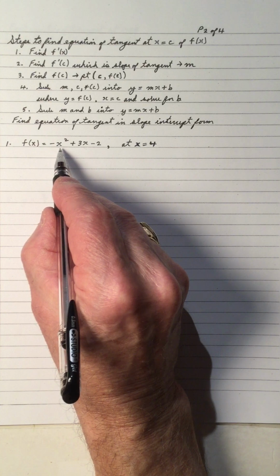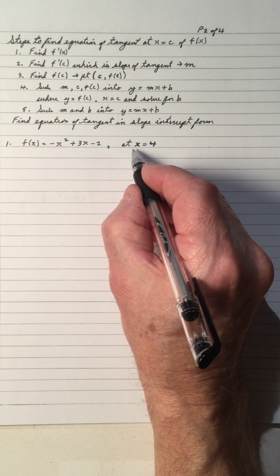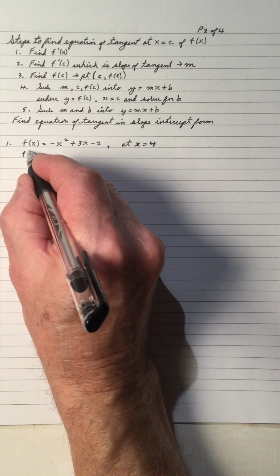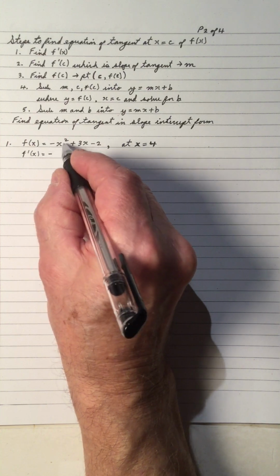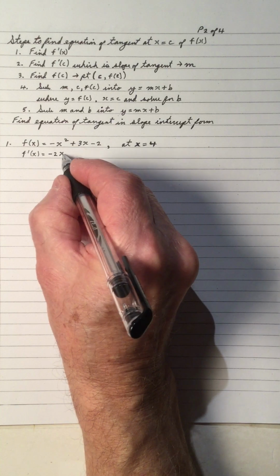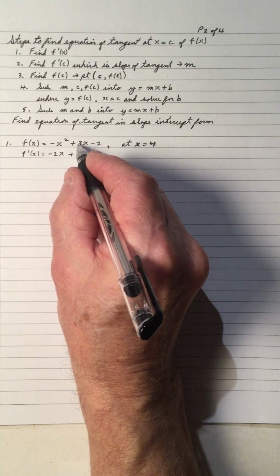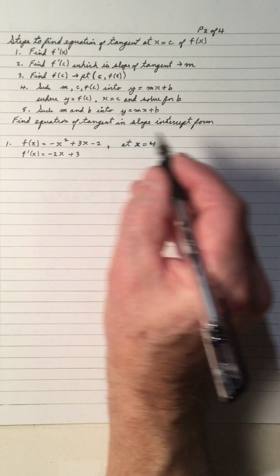f of x equals negative x squared plus 3x minus 2. We want to find the slope of the tangent at x equals 4. Well, let's do the derivative. The derivative is the slope of the tangent. So that's 2 times negative 1 is negative 2, and the 2 becomes a 1. Linear, so the derivative of 3x is just 3. The derivative of negative 2 is 0.